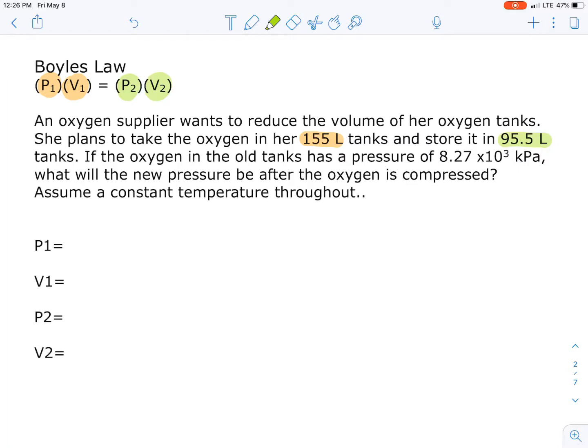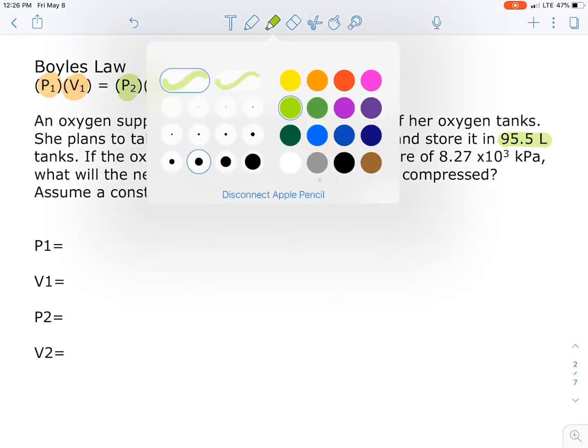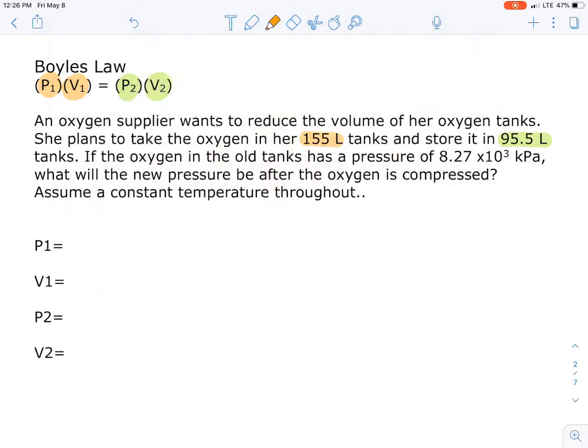If the oxygen in the old tank, that's the 155 tank, has a pressure of 8.27 times 10 to the third kilopascals, so that is a P1 there. Right, does that make sense? You have to group them together the way they go. What will be the new pressure? And we're going to assume the temperature is constant because this is Boyle's Law, not the combined gas law.